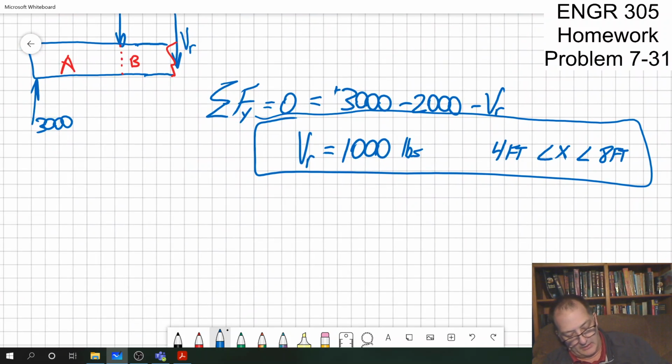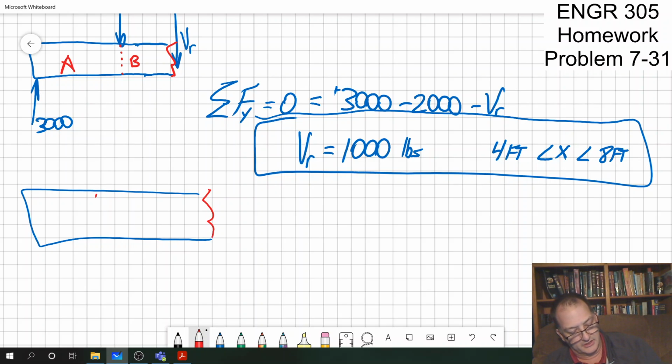I got to keep going. I got one more section to do. And this is A, B, and here I'm into C. So this is 3,000, 2,000, 5,000.